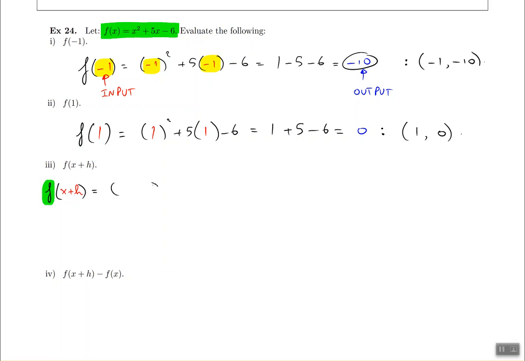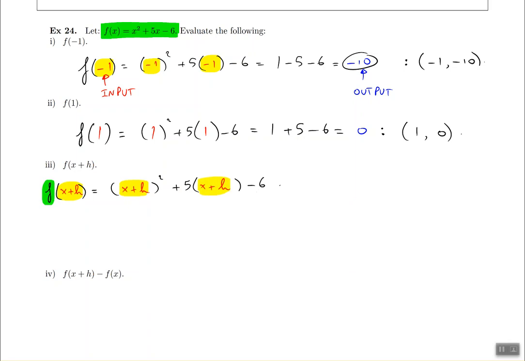So write down x squared. So instead of writing the letter x, just put parentheses, squared, plus 5 times x. Again, don't write down the letter x, just put parentheses there, where the x would have been, and then minus 6. Then look at what the input was. In this case, the input was x plus h. And go ahead and fill in the parentheses with x plus h. So that way the inside of the parentheses matches the input of the function in this case.